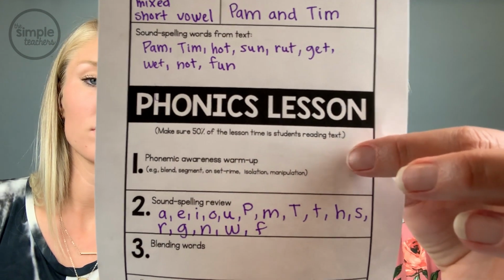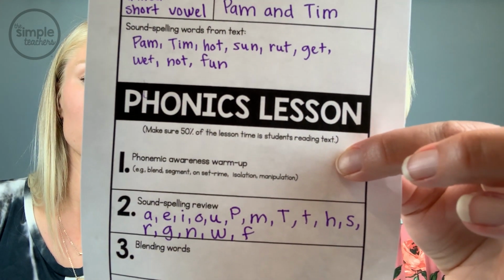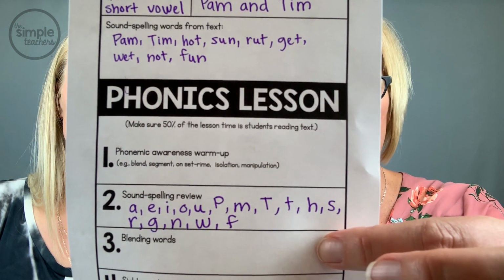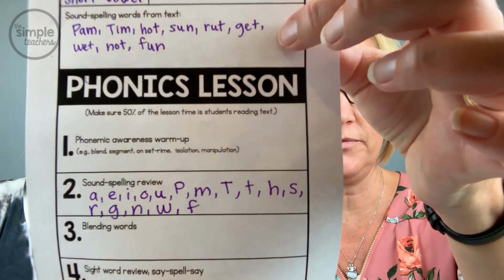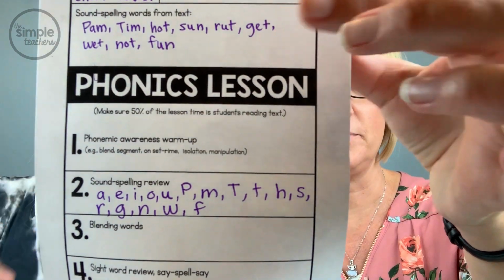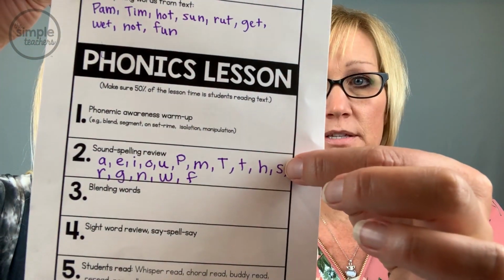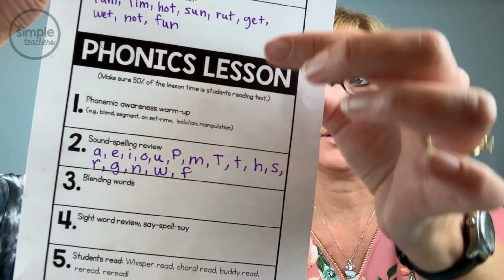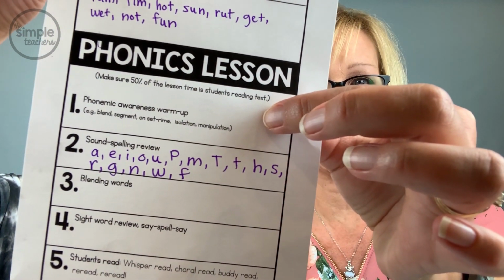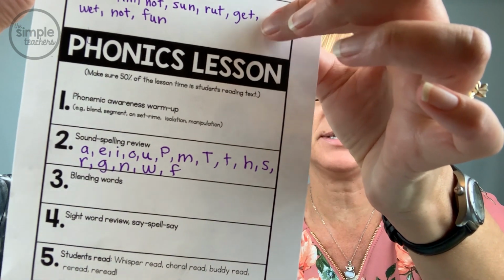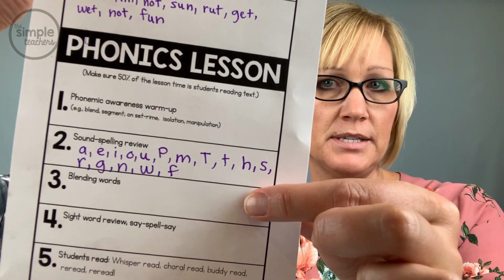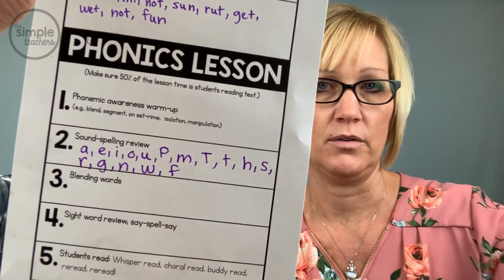So I'm going to do a phonemic awareness warm-up with the list and blending with the list, all from this list. Let me say that one more time. From my list, I took my spellings. With my list, I do my phonemic awareness warm-up, and with my list, I do my sound by sound blending. All from the same list that came from my text. So that's a lot of things that I do with that list.